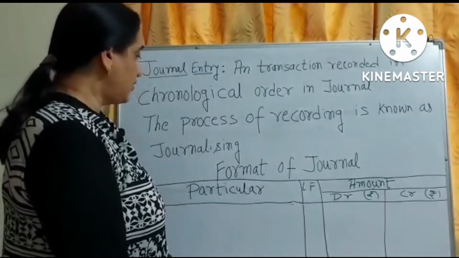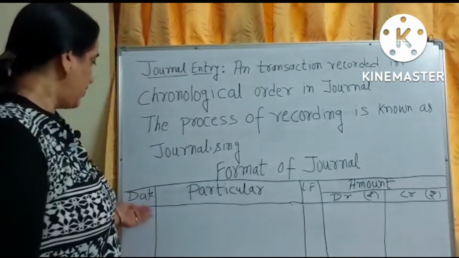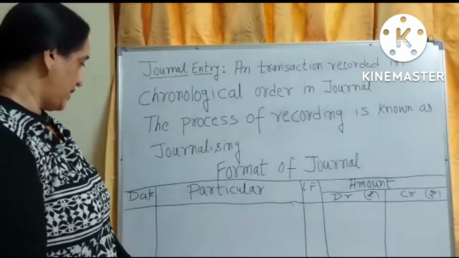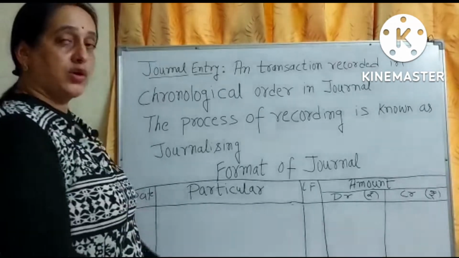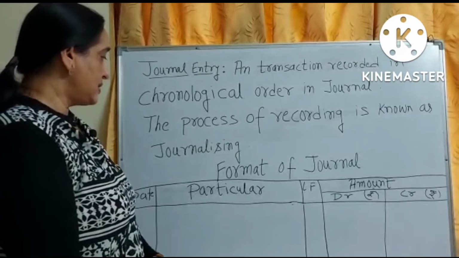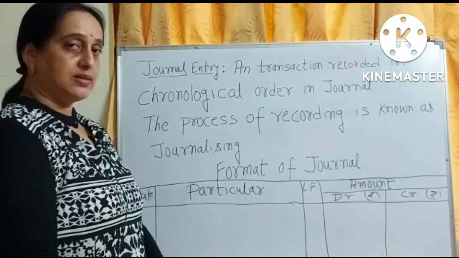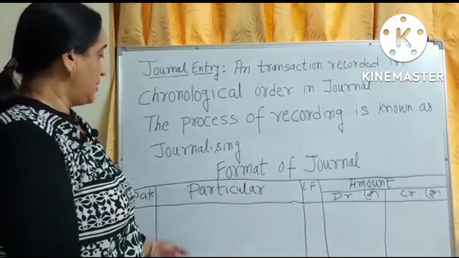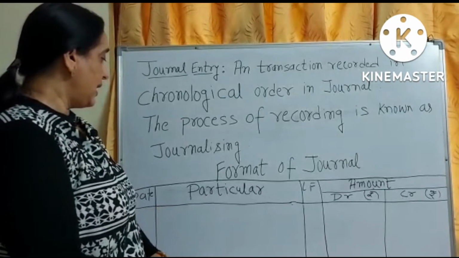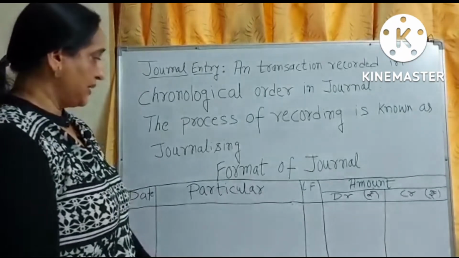There is a standard format of a journal. There are 5 columns. First one is date, column of date. Date of occurrence of the transaction is mentioned here. Then the second column is of particular. Both the aspect of the transaction, the debit and the credit aspect, they are mentioned here, and a brief description of the transaction is mentioned below it.